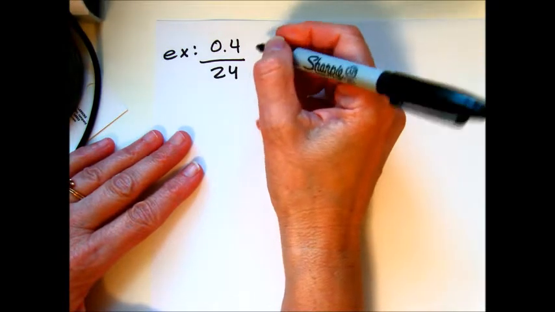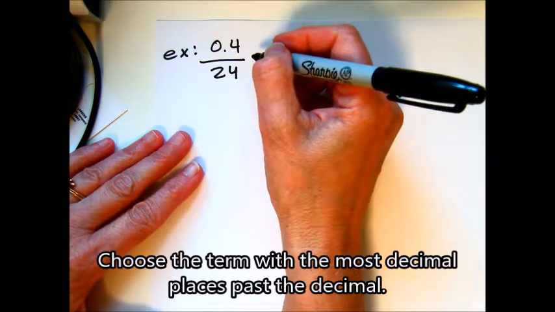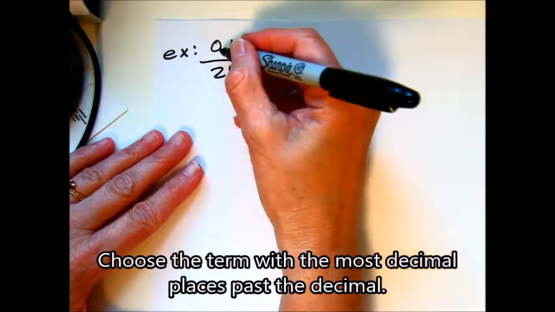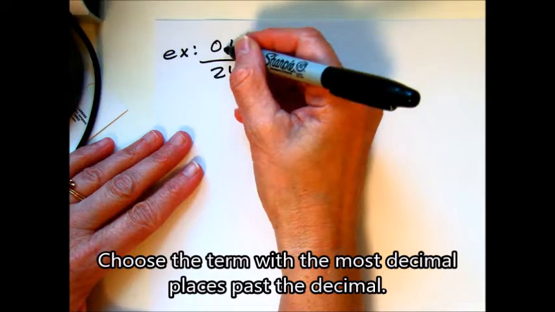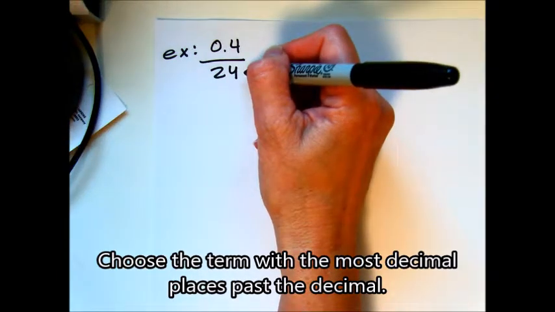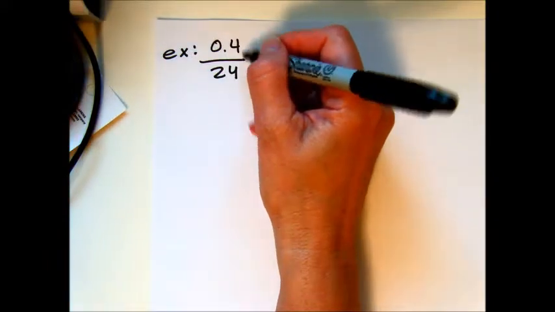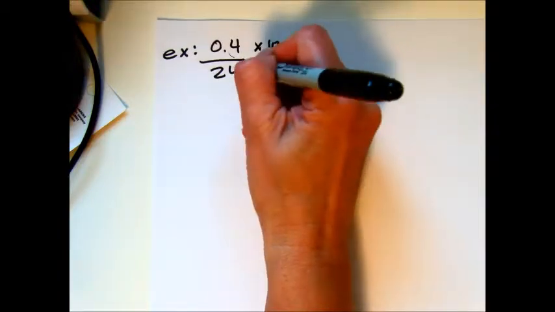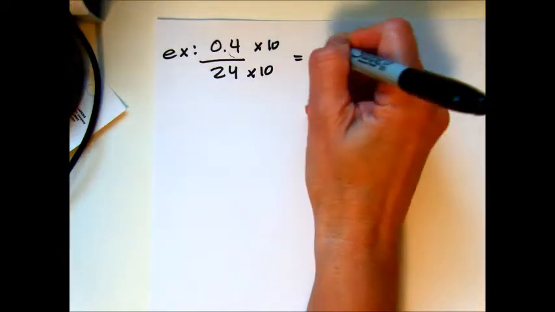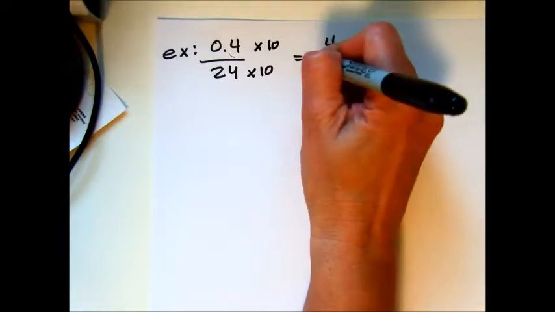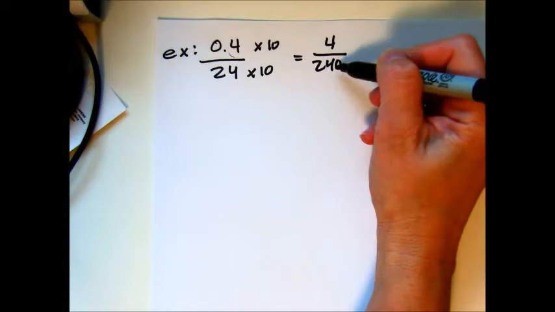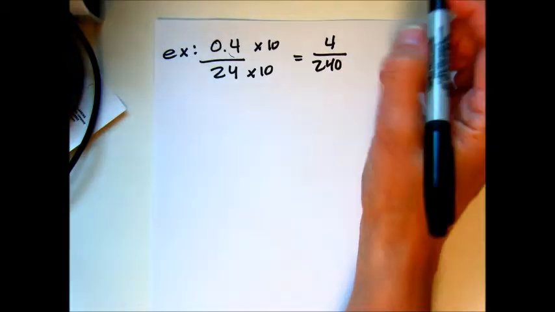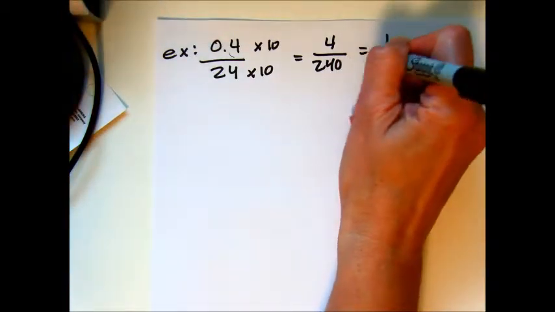We're always going to adjust for the highest place value being used. So here we've got tenths. We want to move over 1 place. So that means we're going to multiply both by 10, and then do the multiplication. We get 4, and we get 240 here. And I know 4 goes into 24 6 times, so 4 goes into 240 60 times. That's going to be 1 over 60.